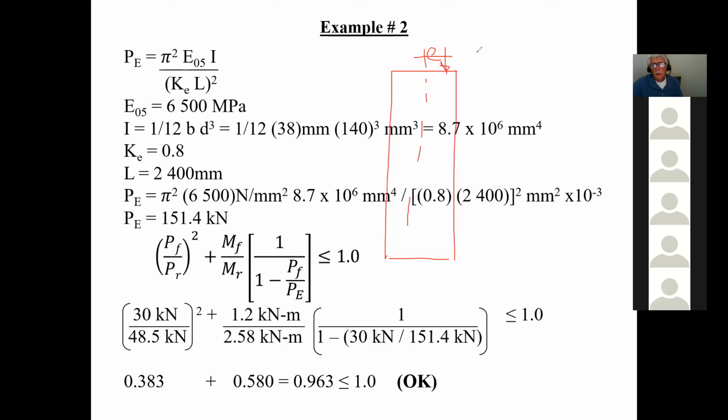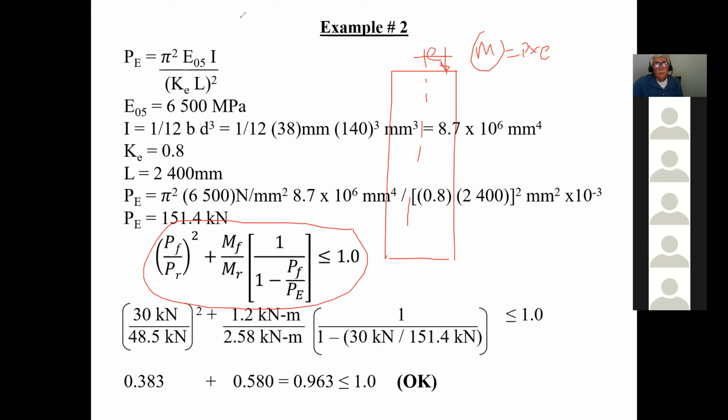Okay, so the bending moment caused by this is simply equal to P times e. That's it. And that's your moment caused by the eccentricity of force times the distance. Do you understand? And now I know my Mf, and therefore I go and calculate my Mr. So that's how you solve these problems. But this is the equation right here.